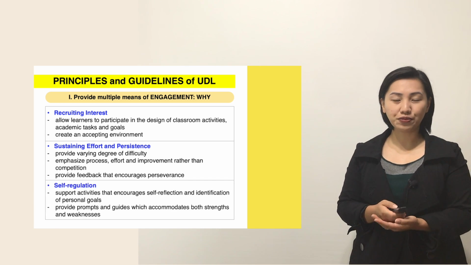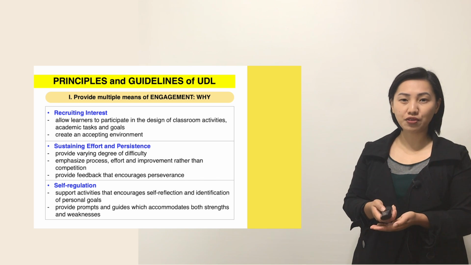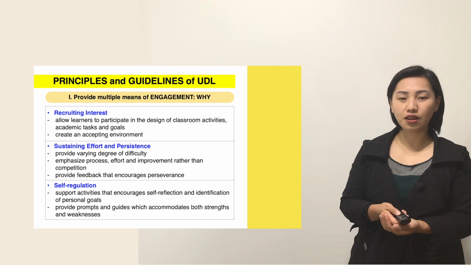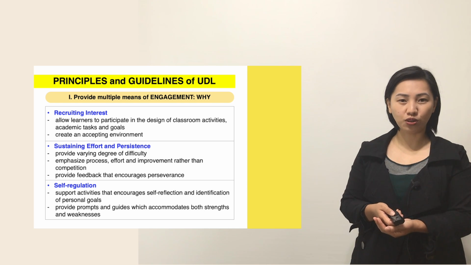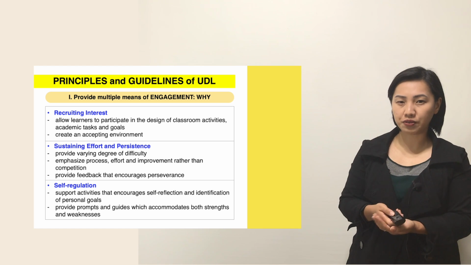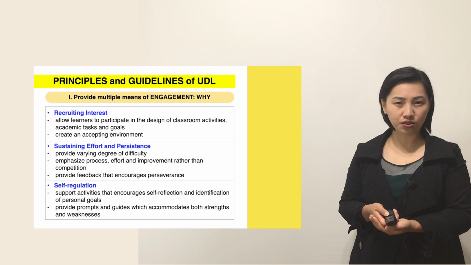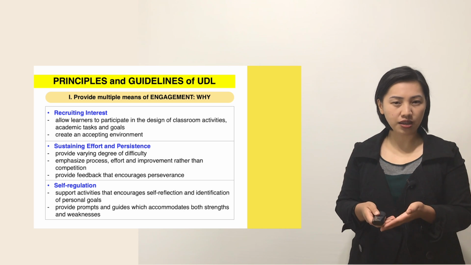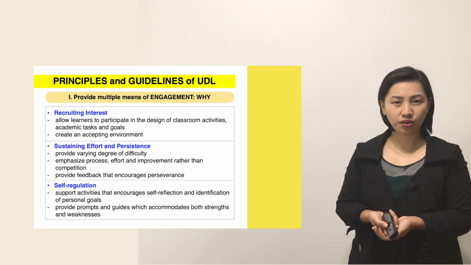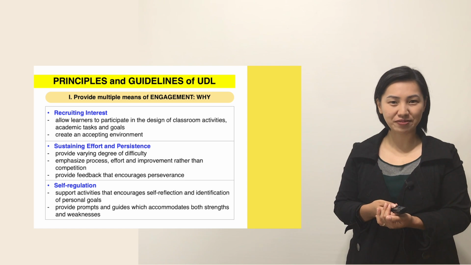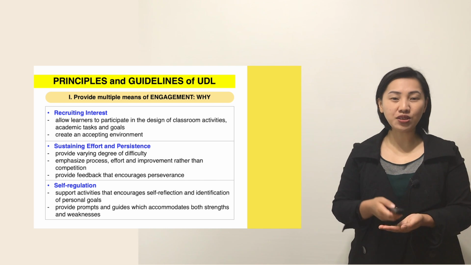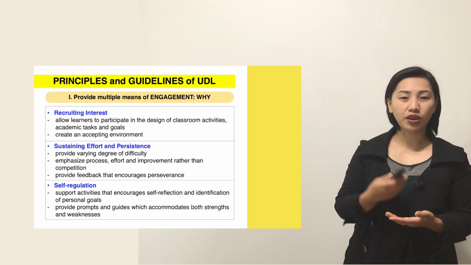Lastly is self-regulation. So how do we support learning growth of our students? First one, support activities that encourage self-reflection and identification of personal goals. Okay, we should not just let our students decide on their goals. We should help them too, right? We should guide them. Also, self-reflection is important. Why? Because it allows them to discover what they are able and what they are not able to do.